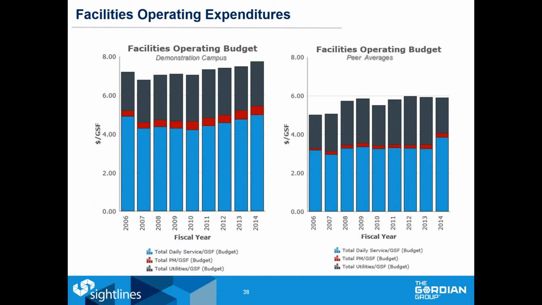Well, we have benchmarks and metrics that help us tell that story as well. We're looking at operating expenditures. We do a breakdown between daily service, just the cost of running the campus on a day-to-day basis, planned maintenance, which is more of course, planned life cycle projects, and utilities.